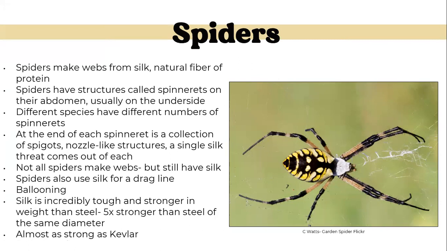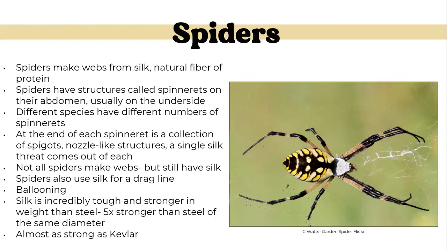usually on the underside. And then what happens is that different species have different numbers of spinnerets. Again, depending if they are a garden spider or if they are a wolf spider, which don't make webs, but they still have them. So at the very end, each spinneret then has a collection of what we call spigots or a nozzle. So if you water your garden, there's all those little holes, kind of similar structure, but a single silk thread then comes out of each. And again, depending on the species, depends on how many of those they have. So not all spiders are going to make webs, but all spiders have silk.